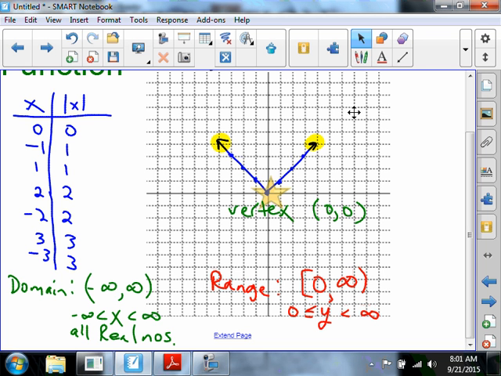I think that's about it. How are we feeling about these so far? Pretty good?